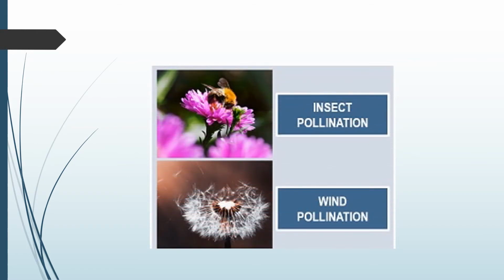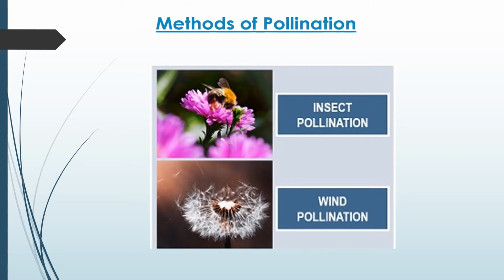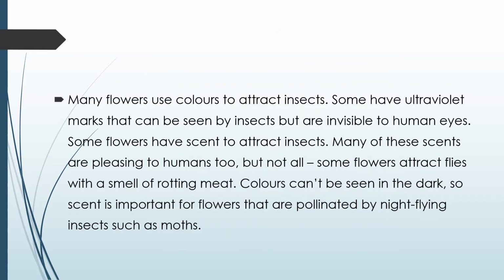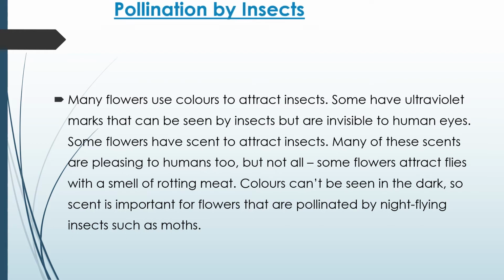Now we are going to study how pollination is done. Methods of pollination: insect pollination and wind pollination. There are other ways as well, but in our textbook there are these two topics, so we are going to discuss these two in detail only. Methods of pollination are two ways: insect pollination and wind pollination. Let us start with insect pollination.